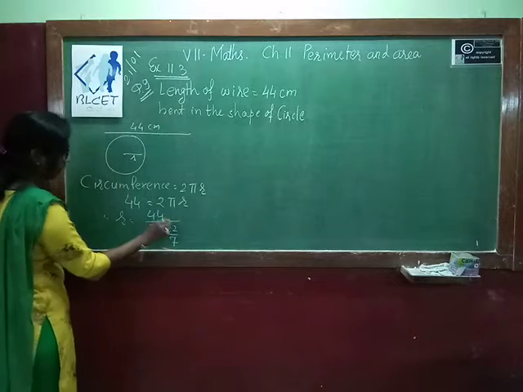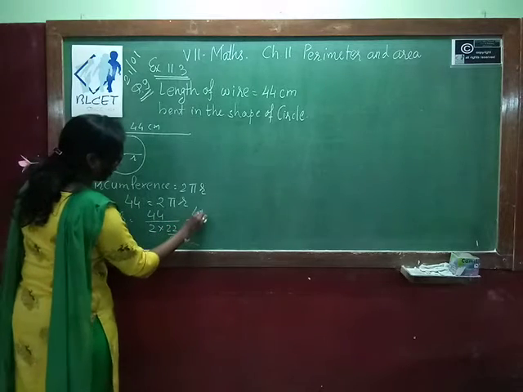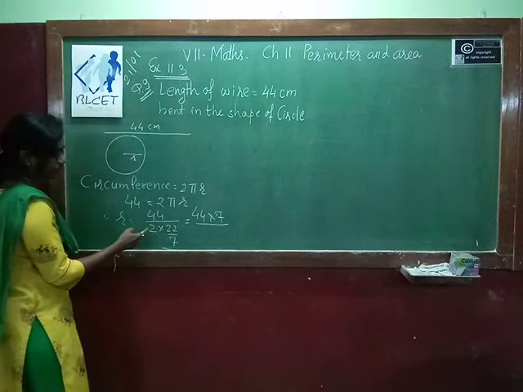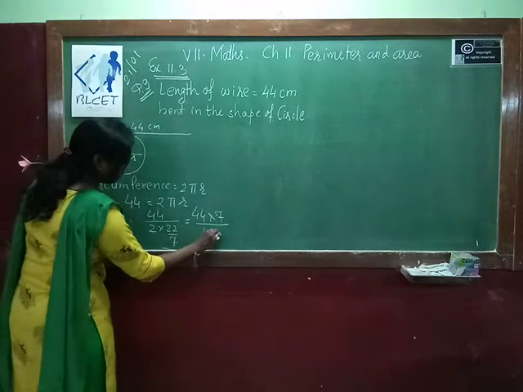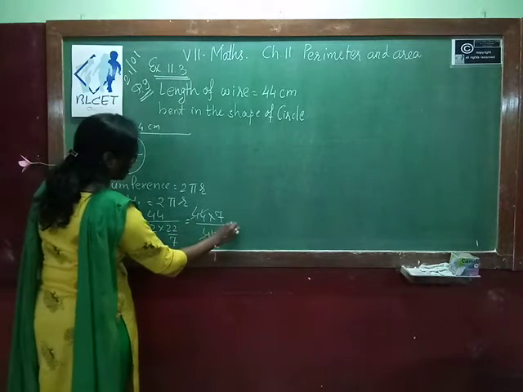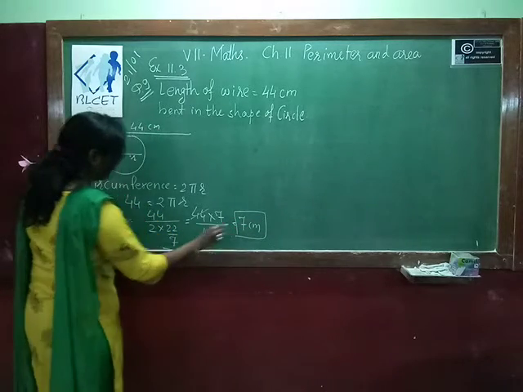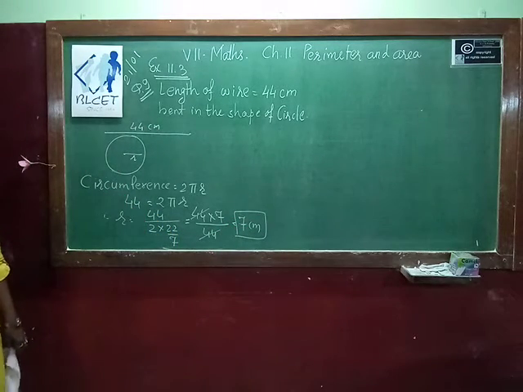This 7 will go up. So it is 44 into 7 over 22, and 22 into 2 is 44, this will get cancelled. So what is the answer? 7 centimeters. So the radius is equal to 7 centimeters.